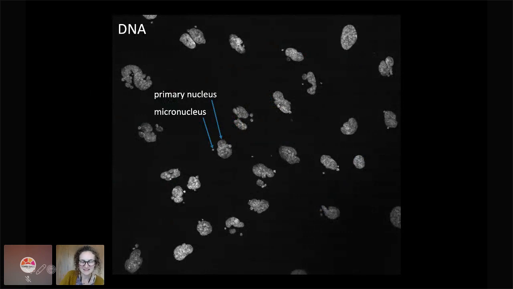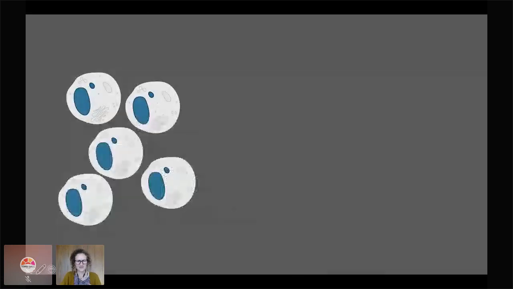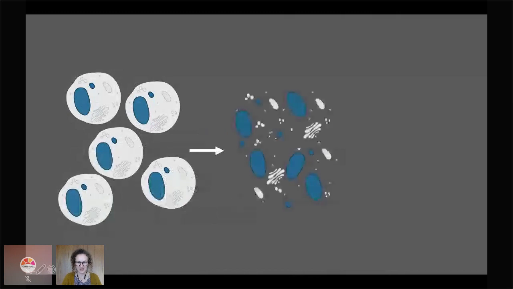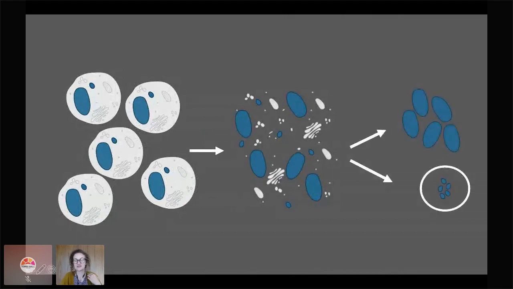We can then take these cells with micronuclei, and then I break them open. Basically, it's like popping a water balloon where all of the contents are released and we can collect it. We can then take advantage of the fact that micronuclei are so much smaller than primary nuclei and separate out these two groups. And then taking this micronuclei group, I can identify which chromosomes are specifically enriched in these structures.